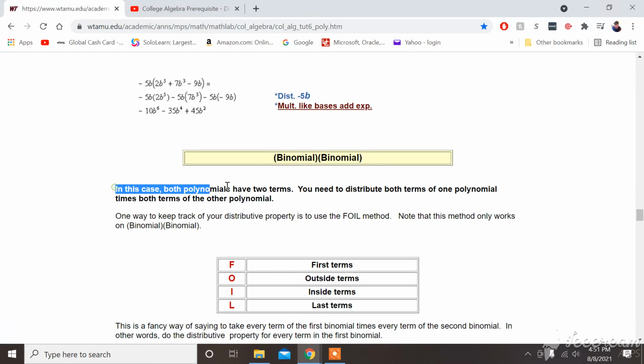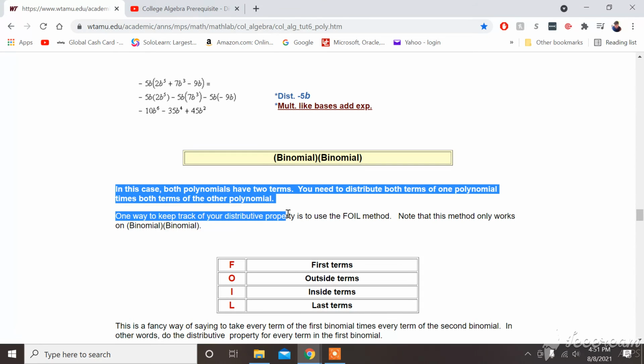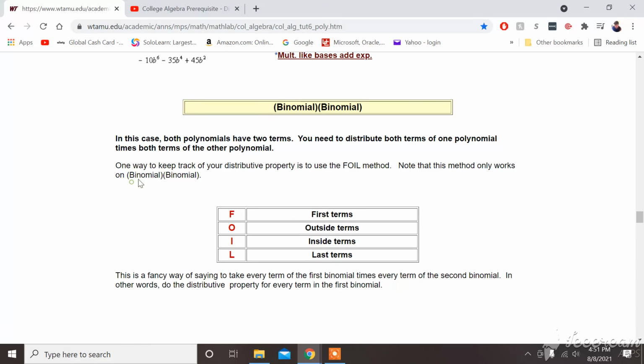Binomial, binomial. In this case, both polynomials have two terms. You need to distribute both terms of one polynomial times both terms of the other polynomial. One way to keep track of your distributive property is to use the FOIL method. Note that this method only works on binomial, binomial.